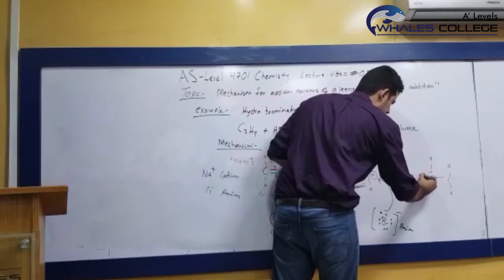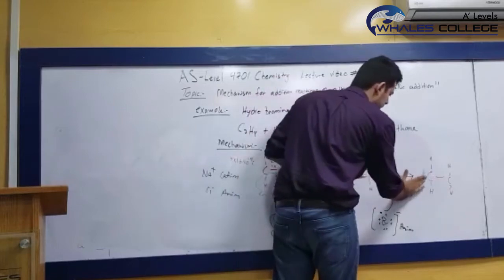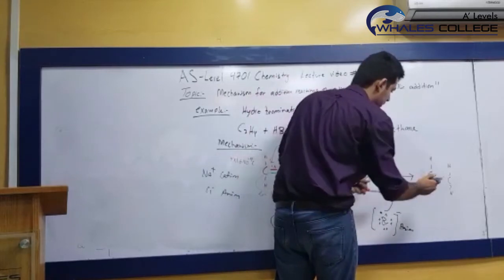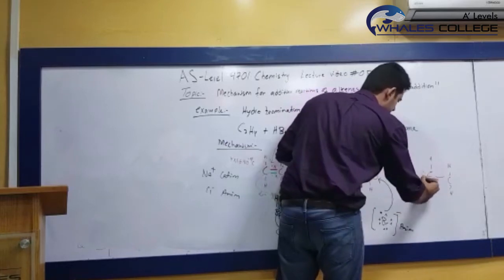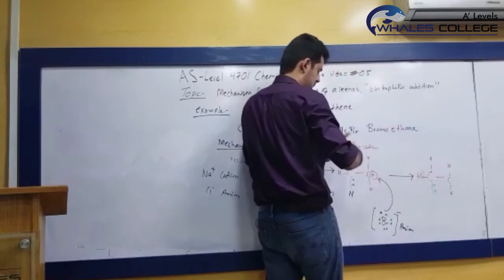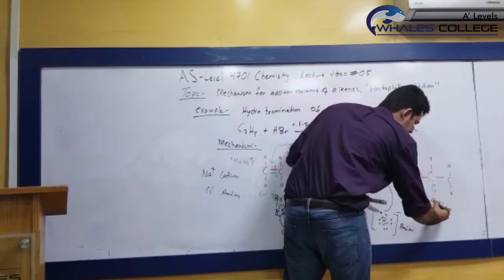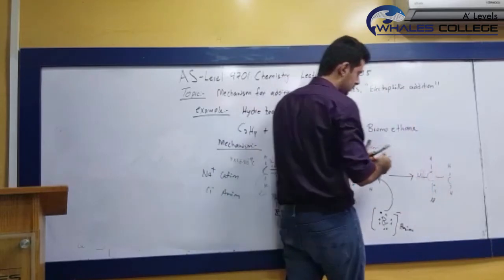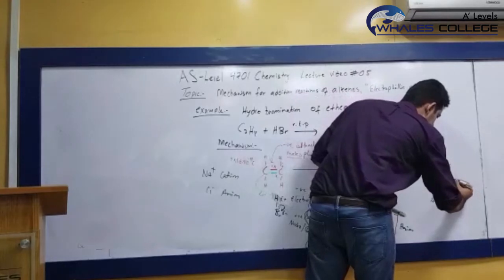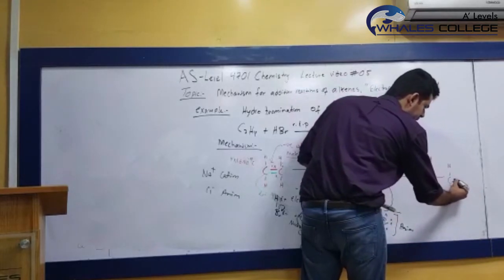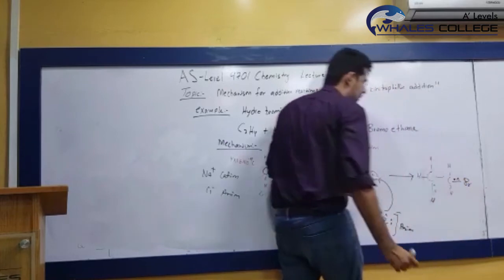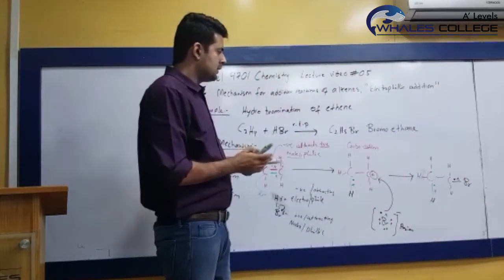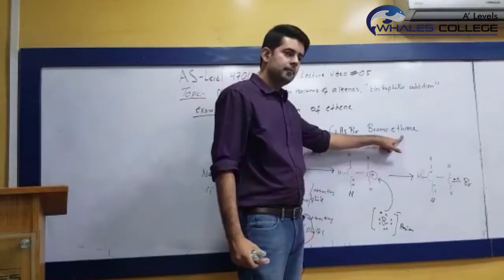This dot and cross, oh sorry, I should show it over here. The dot and the cross, hydrogen. This is the hydrogen of HBr, the black one. I'm drawing this bond with black color. This is the electron which originally belonged to hydrogen. It's now over here. This is the electron of bromine. So that's what gives us bromoethane.